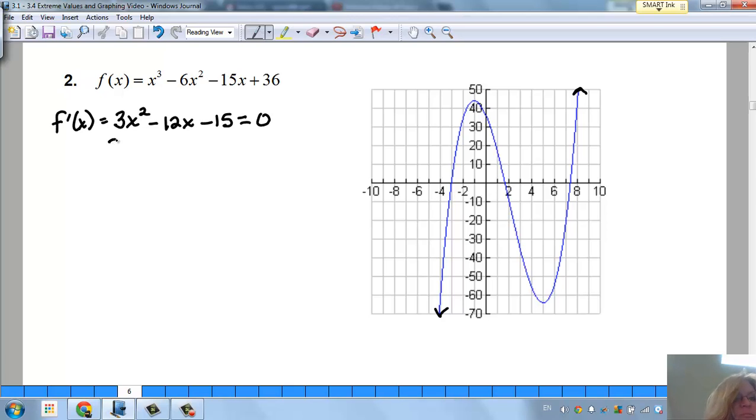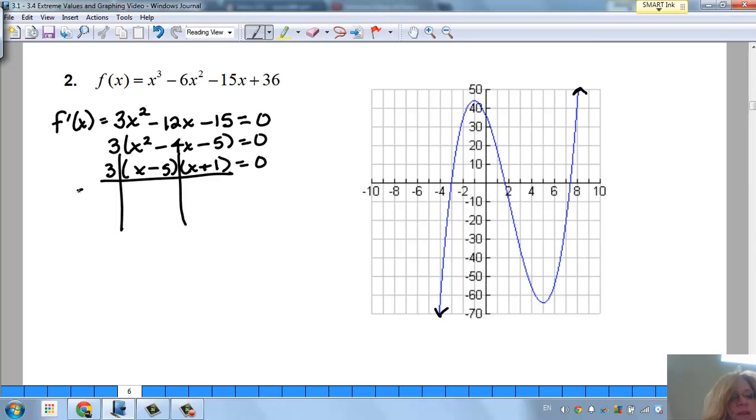This one's factorable. I'm going to take out a 3. So I have 3 times x squared minus 4x minus 5 equals 0. This is going to be 3 times x minus 5, x plus 1 equals 0. I'm going to make a huge T to factor. 3 will never equal 0. x minus 5 will equal 0. x plus 1 equals 0. So x equals 5 and x equals negative 1.